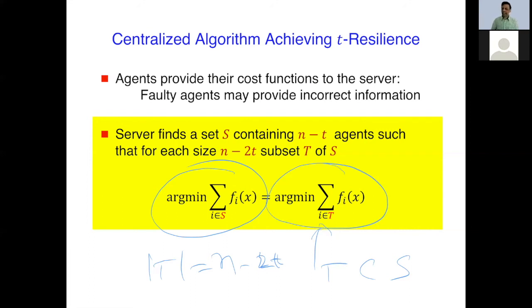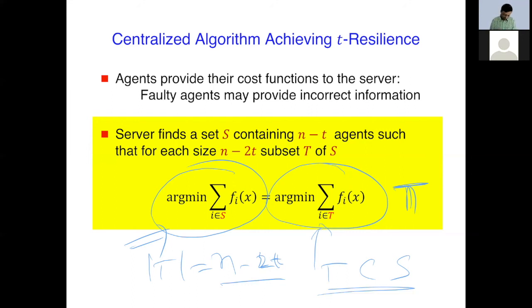Okay, so let me start again. I pick one particular set of size n minus t and compute the set of arguments that minimizes the summation of f_i(x), where i belongs to set S. That's the left-hand side here. And then compute the set of arguments that minimizes the cost on the right-hand side, corresponding to set T of agents. That's a subset of S of size n minus 2t. And I check this for every such subset.